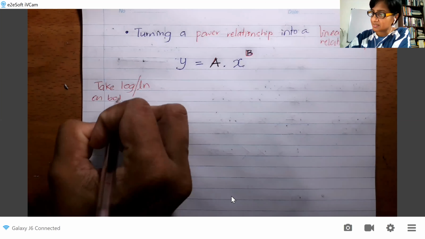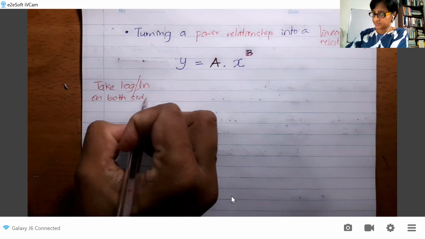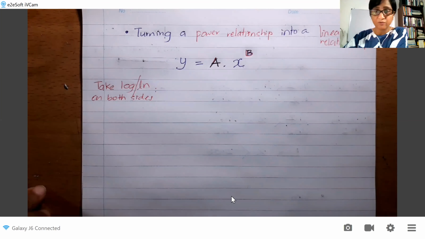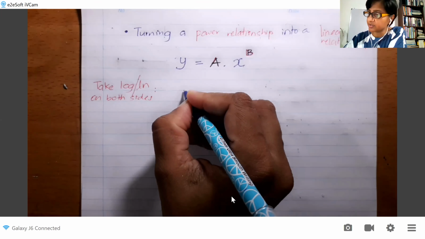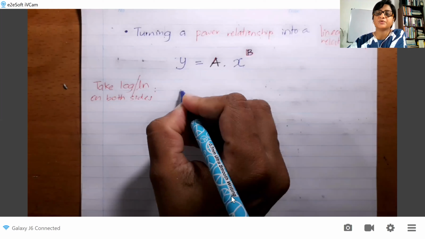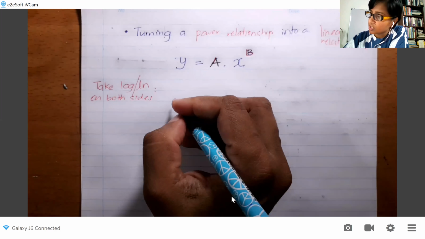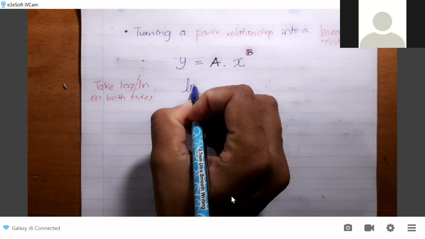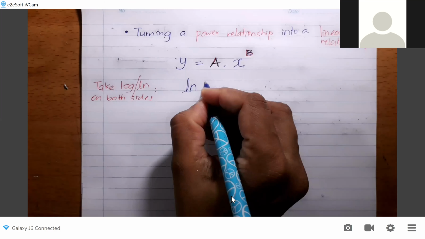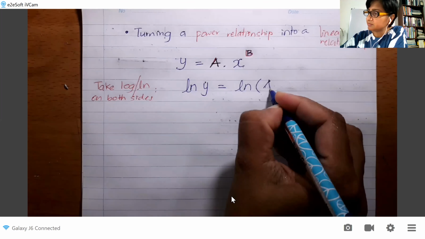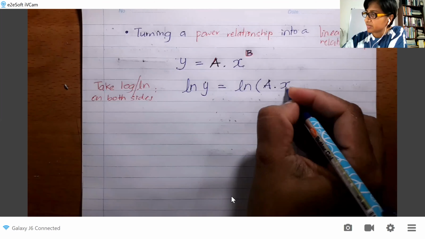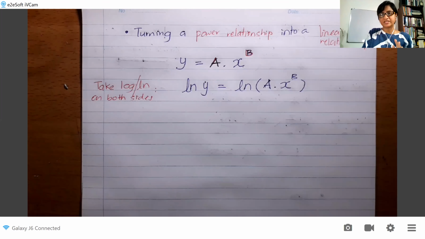Okay, so take this on both sides. See what happens when I do this. Both sides. Okay, let's see what happens. So my y becomes log y. Shall I do log y or ln y? What are you comfortable with? Are you okay with ln? Shall I write ln? Okay, ln y equals, this side, ln of this whole thing, a times x to the power of b. What have I done here? I have simply taken ln on both sides of my equation, my function formula.